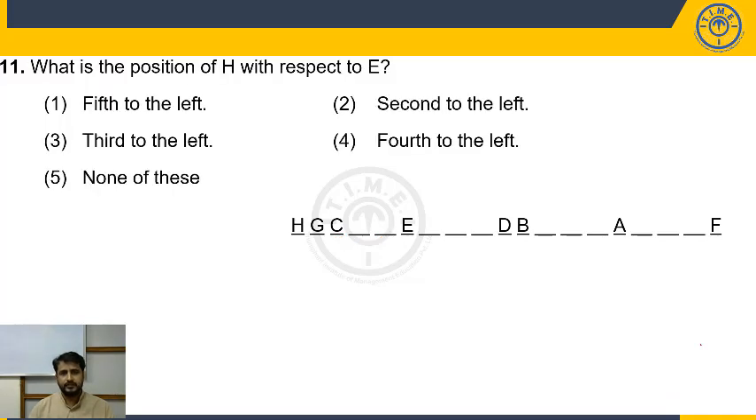What is the position of H with respect to E? H with respect to E. So from E to H we need to check. First left, second left, third left, fourth left, fifth left. Fifth to the left. Choice 1.